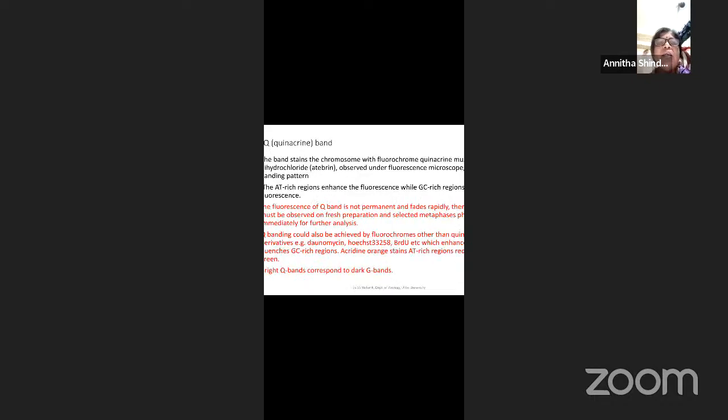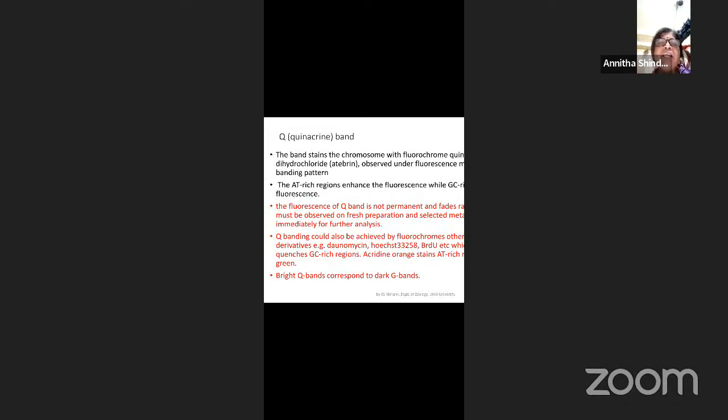Now, see, Q banding, that is quinacrine banding. Here, the band stains the chromosome with a fluorochrome, that is quinacrine mustard or quinacrine dihydrochloride, observed under a fluorescence microscope. This is about the quinacrine. So they have given how we have to do this. AT rich regions.